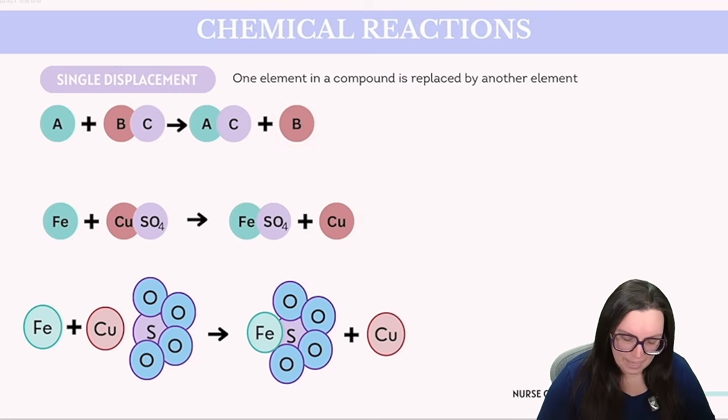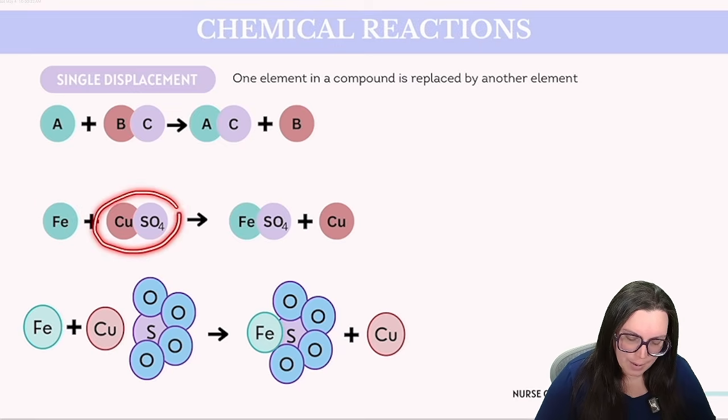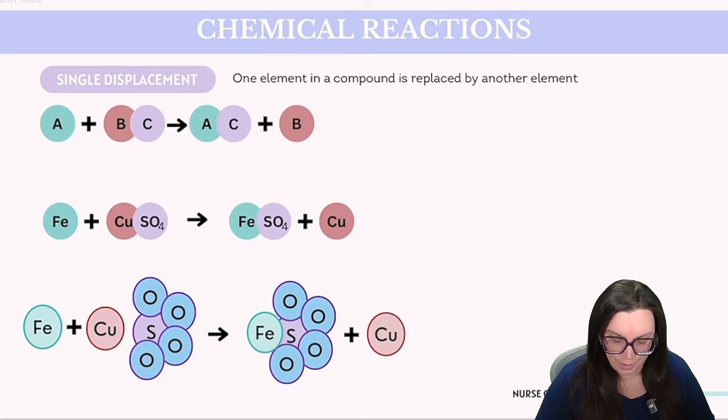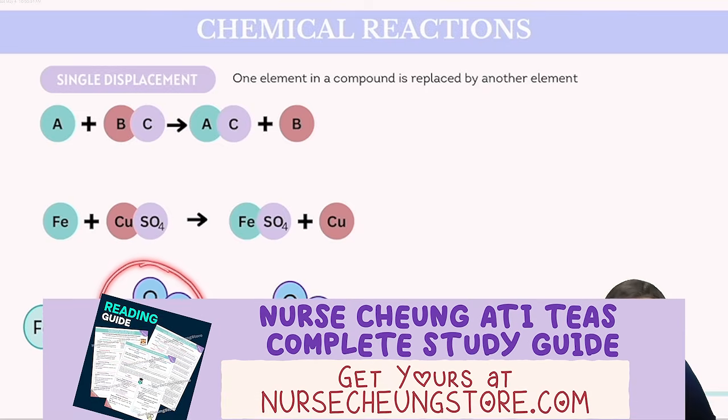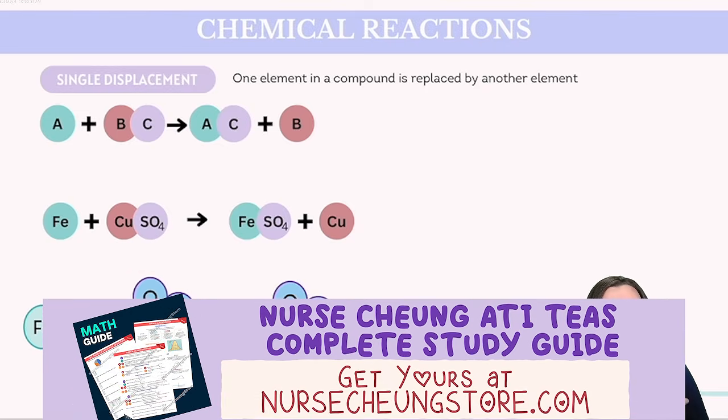As you can see from our example, we have one iron atom on our reactant side, and we're going to be combining it with a copper sulfate molecule. So our iron is going to be by itself, and our copper and our sulfate are going to be together. This is what it looks like when it's chemically structured.